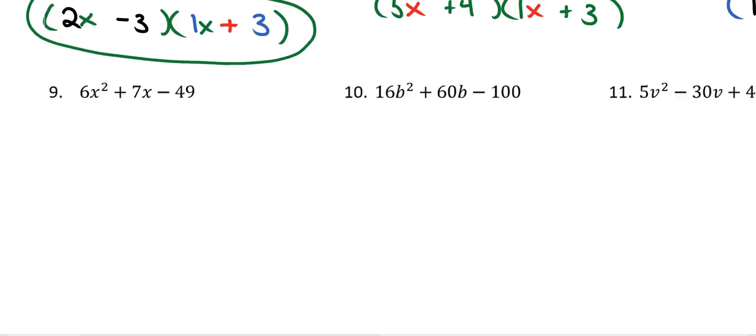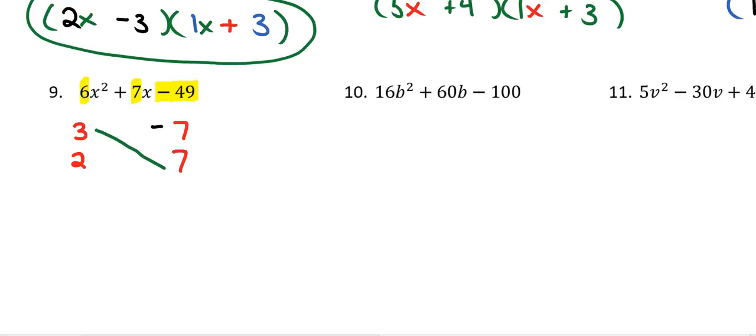Okay, moving on to question number 9. Once again, I have a number in front, a 7 and a 49, negative 49. I can't factor anything else, so I'll use the x method again. So numbers that multiply to 6 would be 3 and 2. And numbers that multiply to the 49, negative 49, they'll be 7 and 7. And I'll just put the minus sign up at the top.